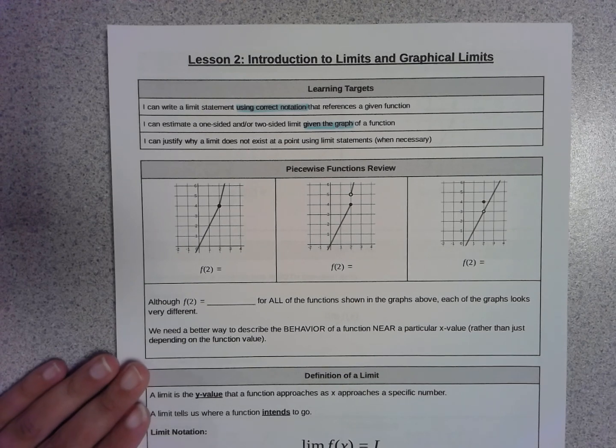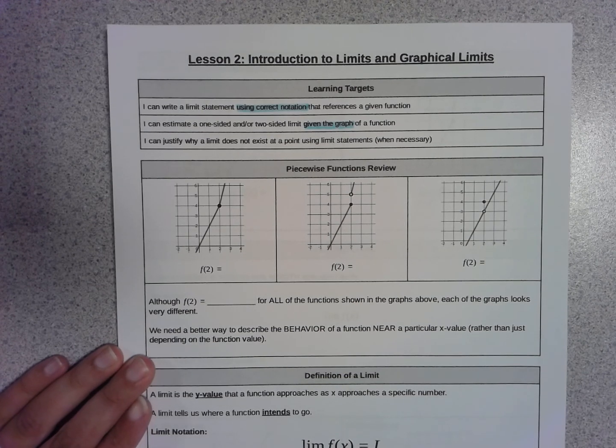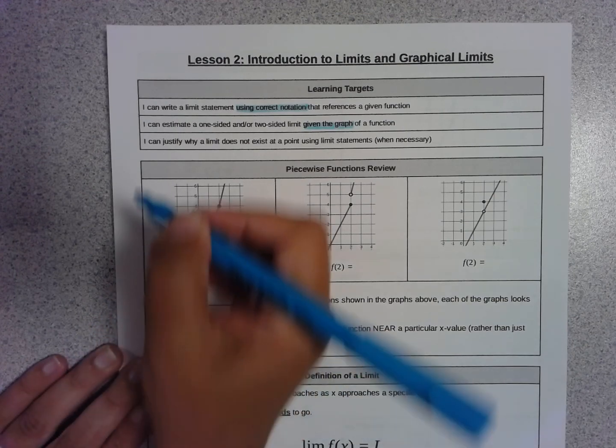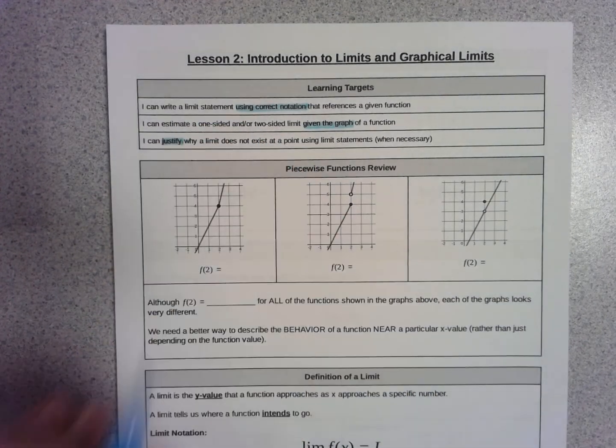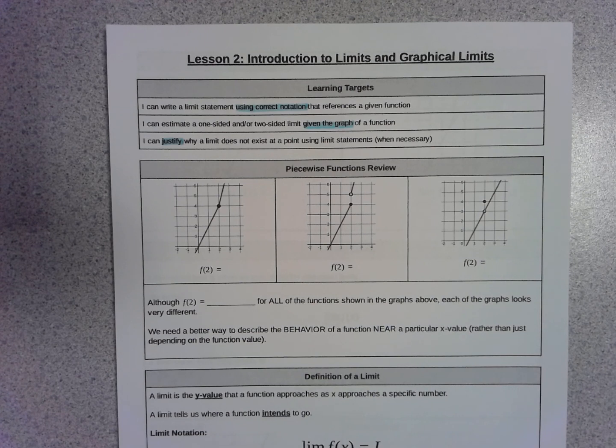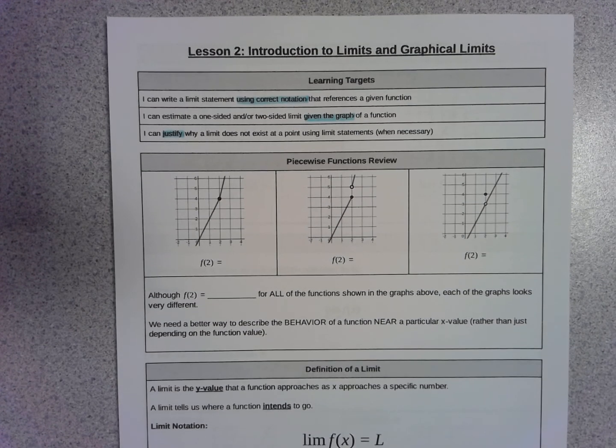Finally, I can justify why a limit does not exist at a point using limit statements. This idea of justify in math means explaining why your thinking is what it is. Now, justifying in math does not mean we're going to be writing paragraphs necessarily, but it does mean we're going to need to give an explanation in a very specific way using mathematical notation to explain why we believe our answer is correct.